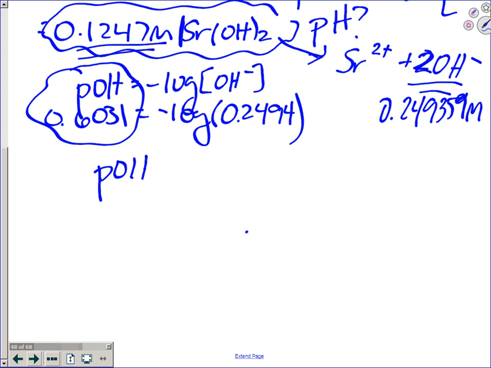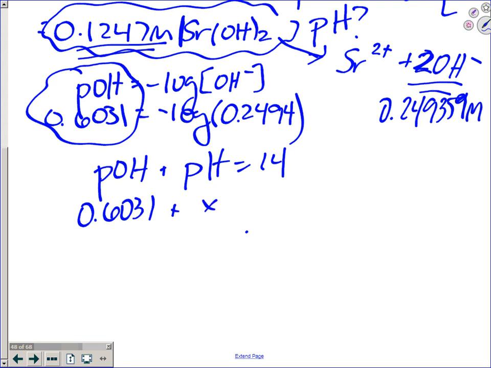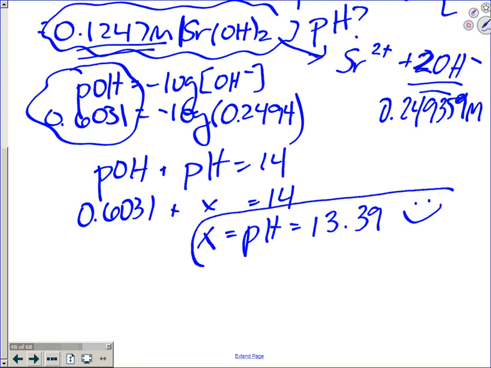So pOH plus pH equals 14. Plug in 0.6031 here, plus X. You can solve for X, which is pH, equals 14. So when you subtract, you get pH to be what? 13.39. And then we say, yay or nay, is that good for a strong base? Yeah, because that's really high on the pH scale. That is good for a strong base. All right, that's not that bad.